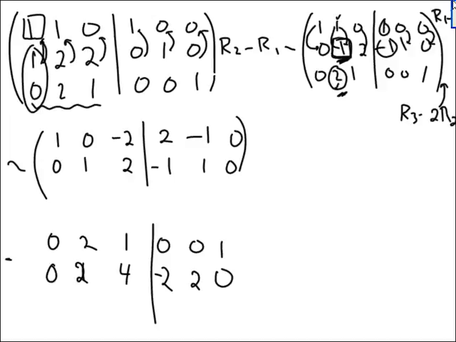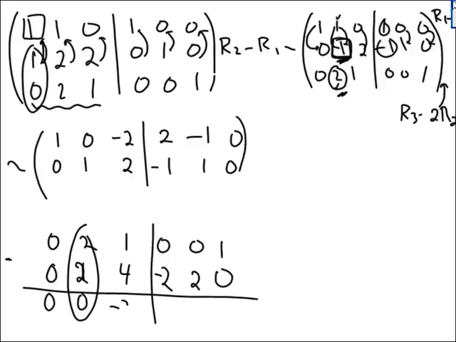Two times 1 is 2. I knew that was an error because I wanted to get 0 right here. 2 minus 2 is 0. 0 minus 0 is 0. 1 minus 4. This number minus that number is 2. 0 minus 2. 1 minus 0.